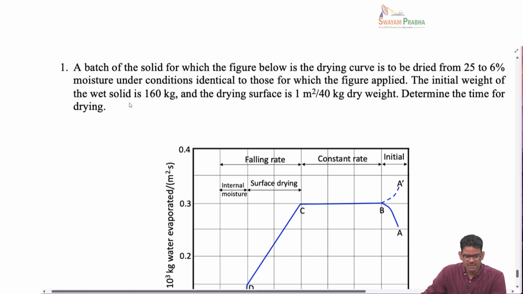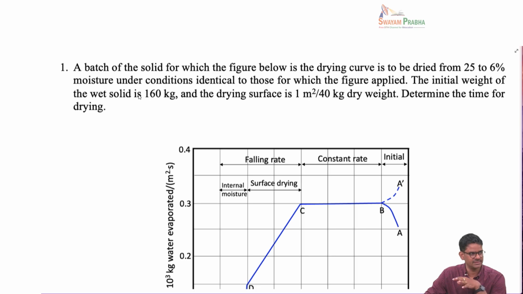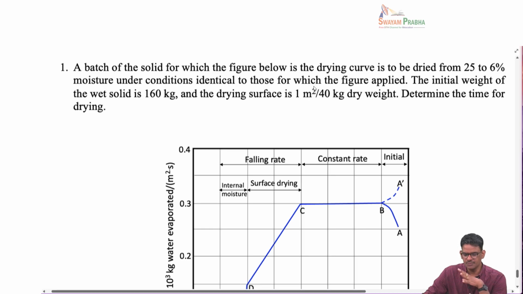One of the important things we have to be very careful about in drying problems is the basis, whether with respect to the dry solid or wet solid. With regard to moisture, with regard to area, you have to be always careful whether it is per unit of dry weight or whether it is wet solid. So, these are all very important things to remember.